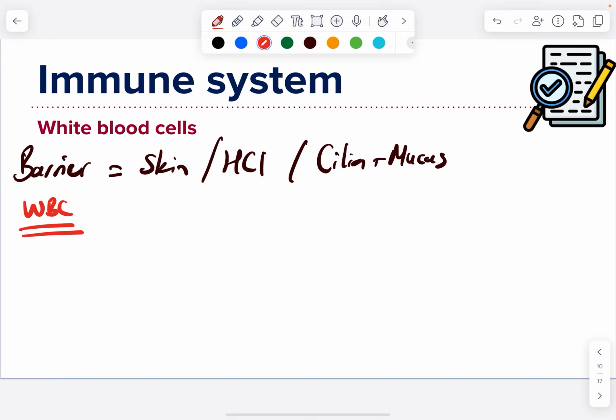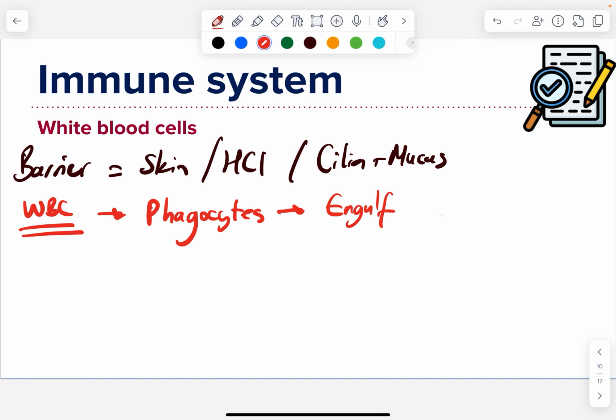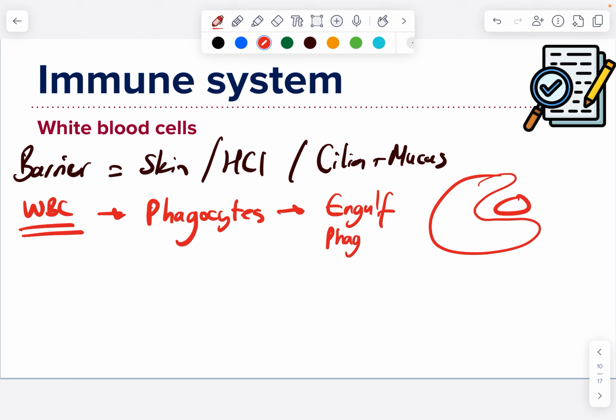Among your white blood cells, we have phagocytes, which are a type of white blood cell. They engulf. So if this is my pathogen, my phagocyte will engulf it. This process is called phagocytosis. The phagocyte will have lots and lots of enzymes, which will then break down and destroy my pathogen.